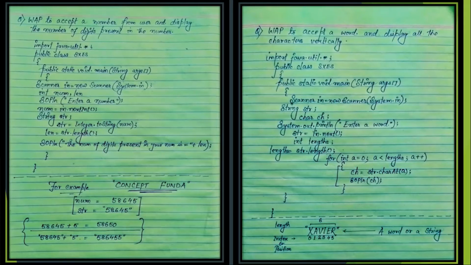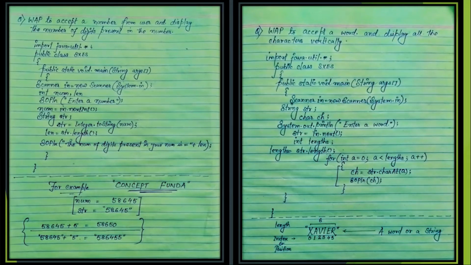That means this is a variable of data type int. I'm sorry, data type is int. Okay, so System.out.println, the number of digits present in your number is, this tells the number of digits present in your number is equal to plus len. That means this plus sign is concatenating the answer. The answer is stored where? Inside the variable that is len.